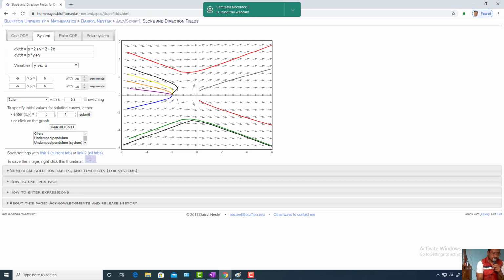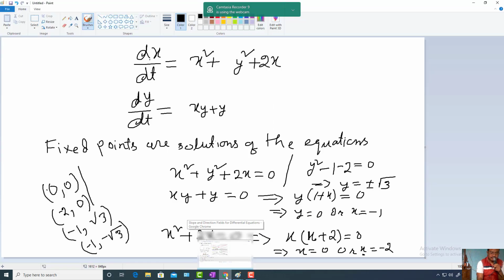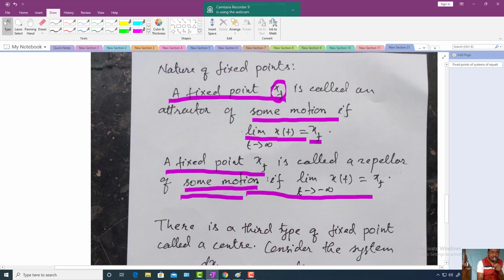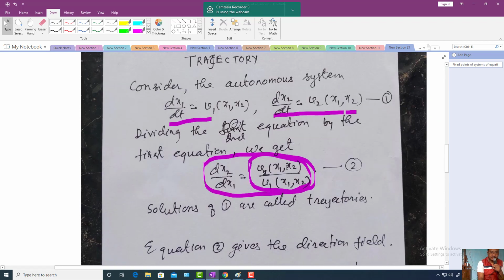So next, we will talk about some interesting and important examples, for example the prey-predator model or something like that. So it is all about differential equations, and then we talk about the fixed points and long-term behavior, the motion we study. Okay, so this is all about today's lecture.